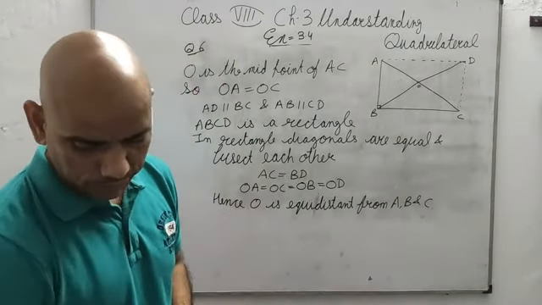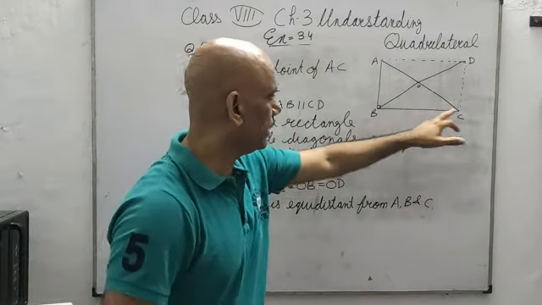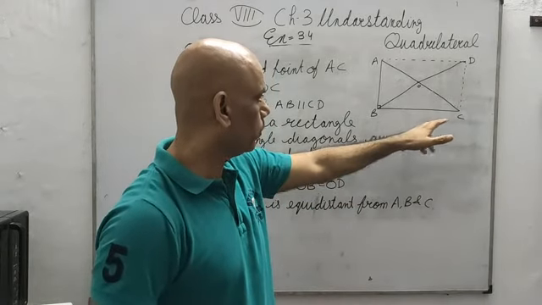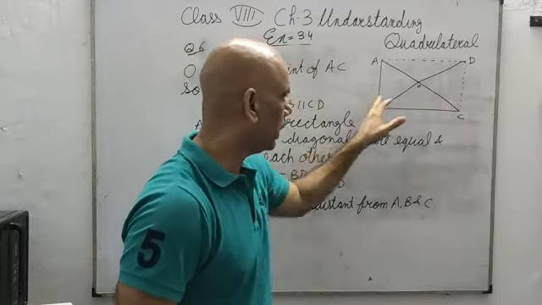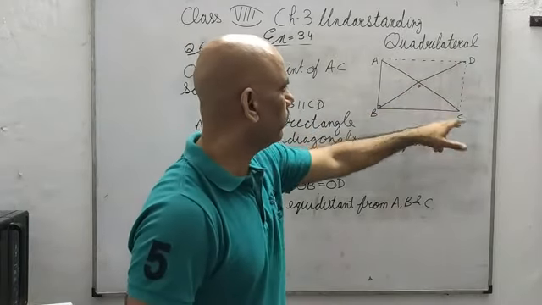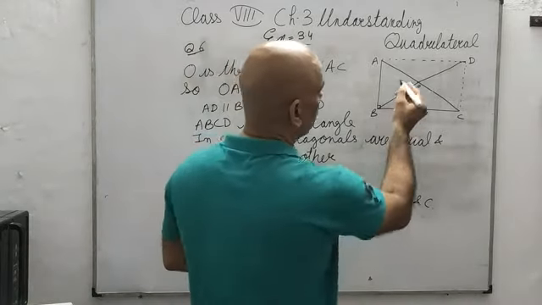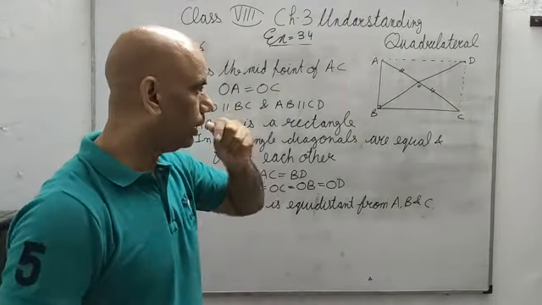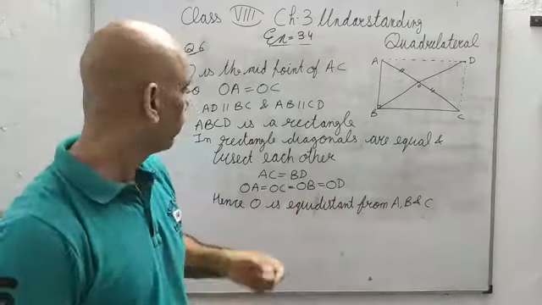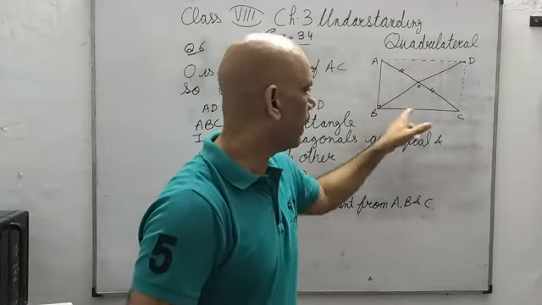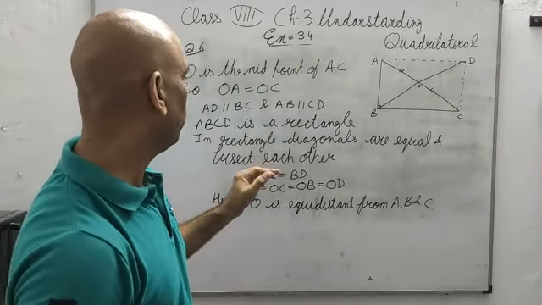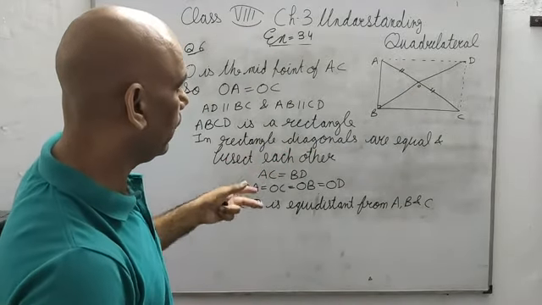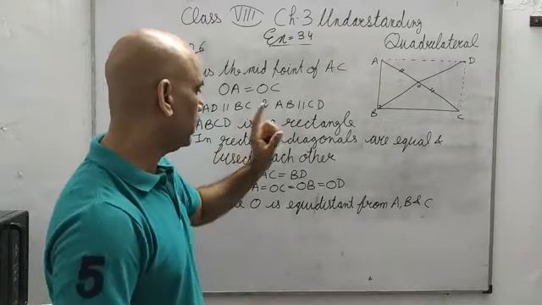Clear? If not, let me explain once again. What was given? That ABC is a right angled triangle and O is the midpoint of AC. We want to prove that O is equal in distance from A, from C and from B. O is already equal from A and C, because O is the midpoint of AC, so OA is equal to OC. Now the only thing to be proved is how OA and OC equal OB. So for that we constructed AD parallel to BC and DC parallel to AB. And since there is a 90 degree angle and the lines are parallel, it will be a rectangle. So ABCD has become a rectangle.